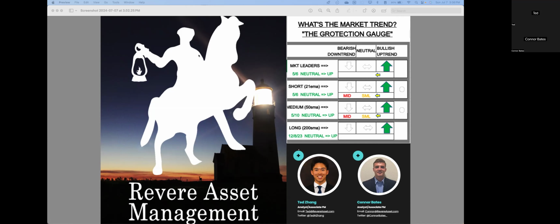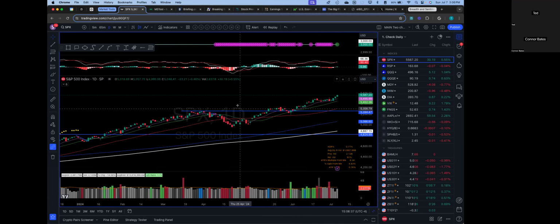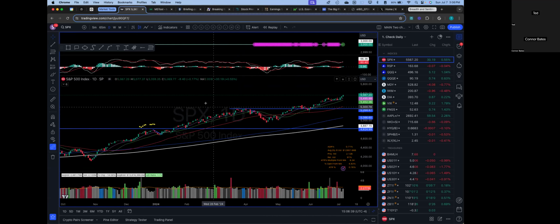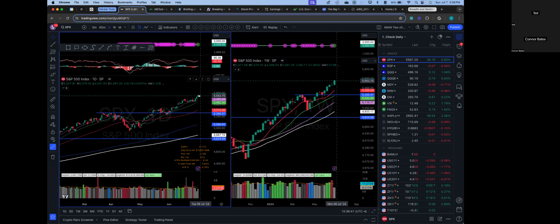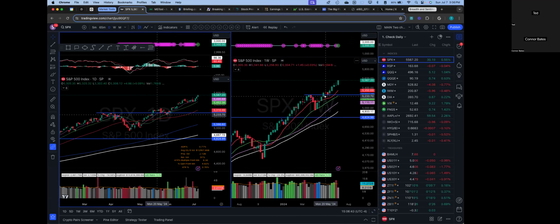Mid caps and small caps though continue to lag with their RS lines trending down and the price below key moving averages. So let's start off like always with S&P 500. Like I talked about, all-time high daily and weekly close, so literally nothing to complain about. We'll keep riding this trend as long as it goes.